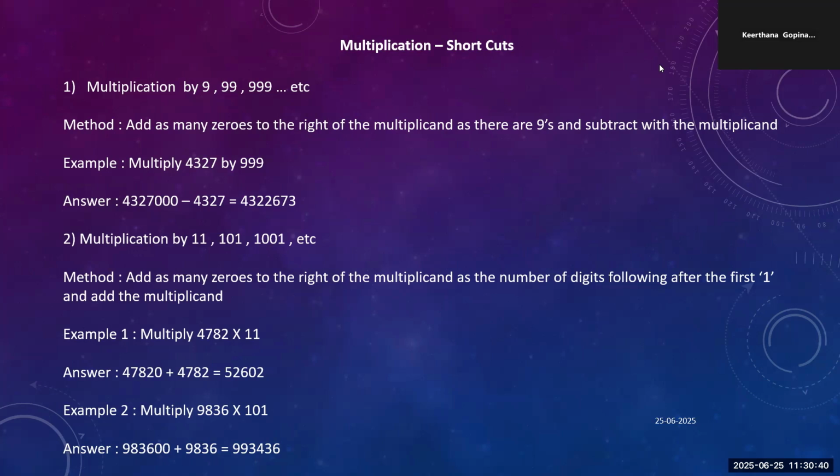Okay, so 4327 multiplied by 999. Can you do it manually? Yes, sir. Sure. Do it and tell me. No, it is 43,22,673.